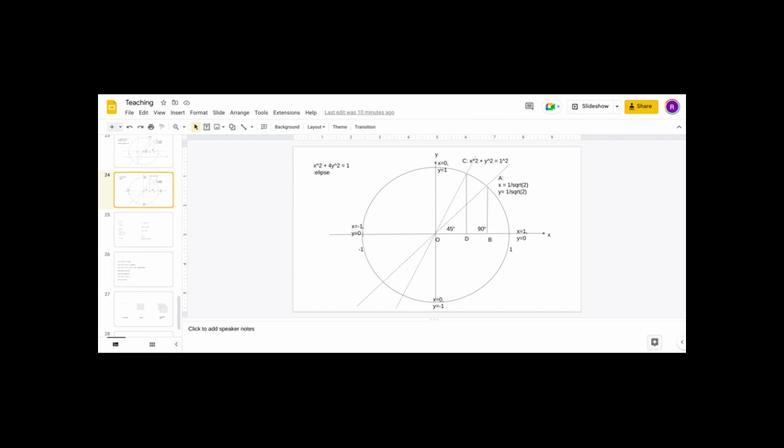X square plus 4y square. X square plus 4y square equals. No, how did you get that? Can you tell me, how are you getting x square plus 4y square? Yeah.